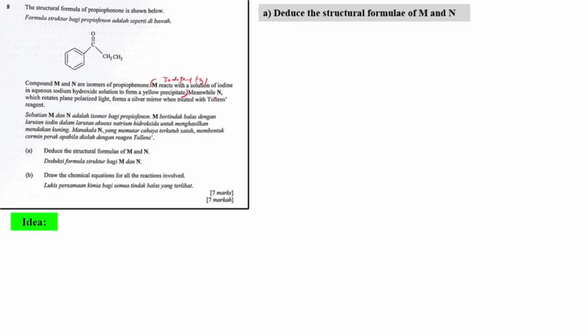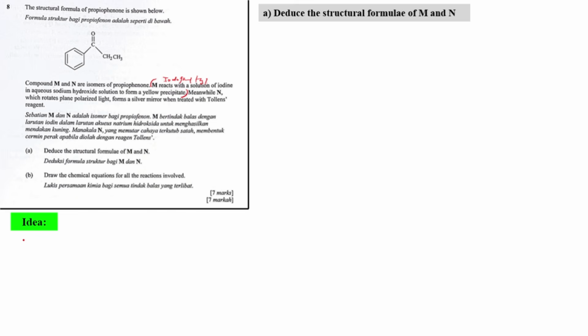Meanwhile, N, which is an isomer of propiophenone, will rotate plane polarized light and forms a silver mirror when treated with Tollens reagent. So it gives a positive result towards the Tollens test. In order to understand this statement better, as usual, familiarize yourself with making an idea. So the idea is the reaction scheme.